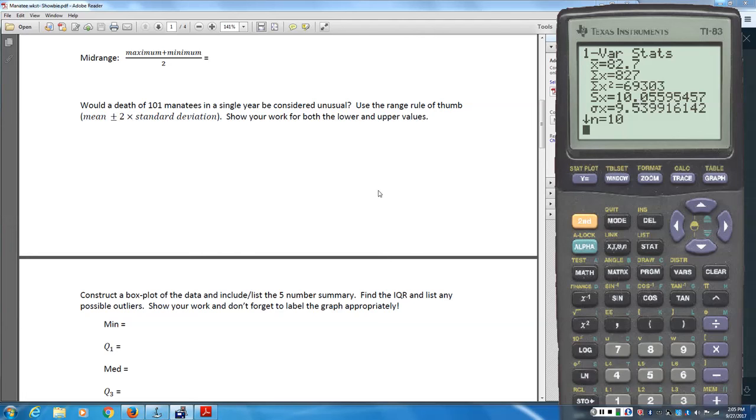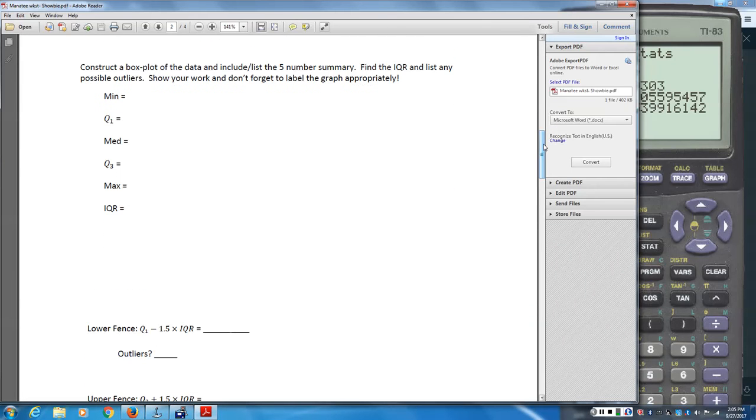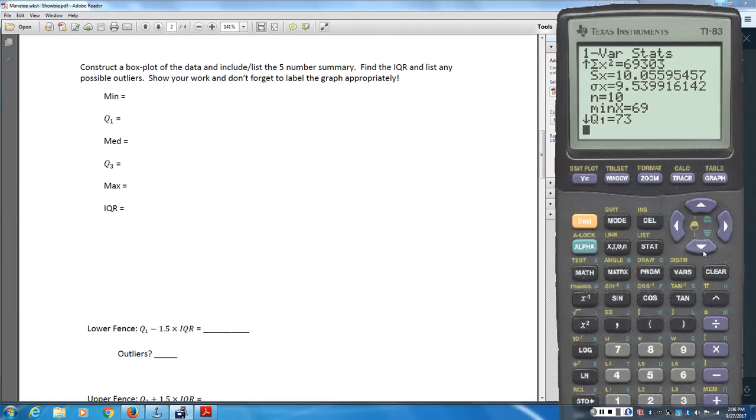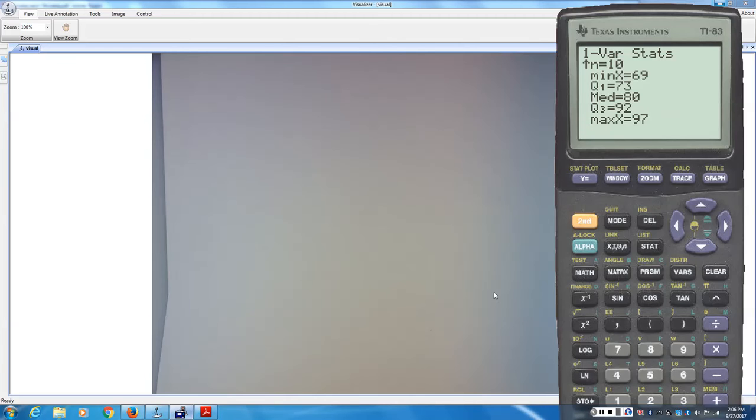Then you're going to construct the box and whisker plot and do the 5-number summary. Now what I'm going to do, because it asks you also to find the interquartile range and list any possible outliers, okay, the interquartile range for this set of data, so that you'll know how to do that.